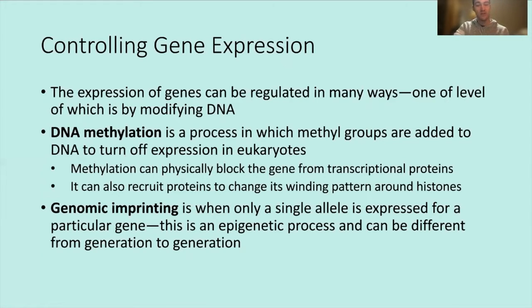Genomic imprinting is another type of gene expression control, and that's when only a single allele is expressed for a particular gene. But it's important to keep in mind that this is an epigenetic process. Epigenetic sort of means above genetic. It can be different from generation to generation, so it's not something that you can pass on. If you have a gene that is imprinted in you, for example, your offspring may not have that same imprint. Their grandkid or great grandchild may have the same sort of genomic imprinting that you do, but it's not guaranteed because it's not passed genetically. It's epigenetic.